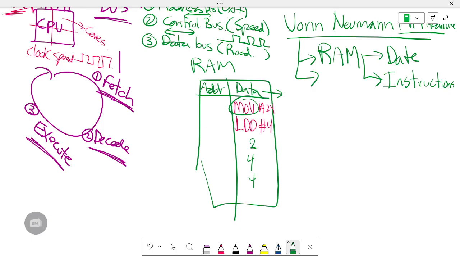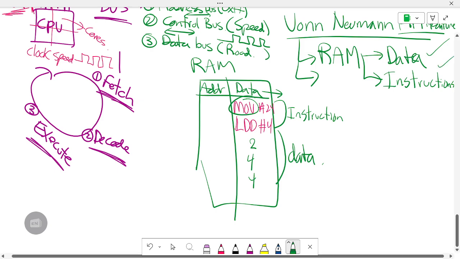Agree or disagree? So you have instructions. This is what I have to do. And I have data that is saved there. If I have data and instructions, it's called von Neumann. And you have to be able to do the code of the von Neumann architecture, where the addresses are like 1, 2, 3, 4, 5, 6.